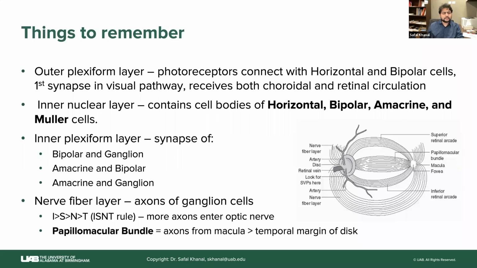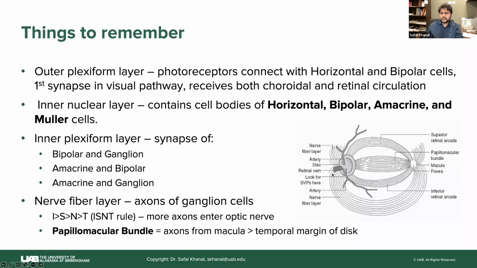The inner plexiform layer is another synapse layer containing the synapses of bipolar to ganglion, amacrine to bipolar, and amacrine to ganglion cells. And the nerve fiber layer is formed of the axons of ganglion cells. And you might have heard about the ISNT rule in glaucoma, and this is because more axons are entering the optic nerve in the inferior side. So the inferior neuroretinal rim is the thickest, followed by superior, nasal, and temporal.